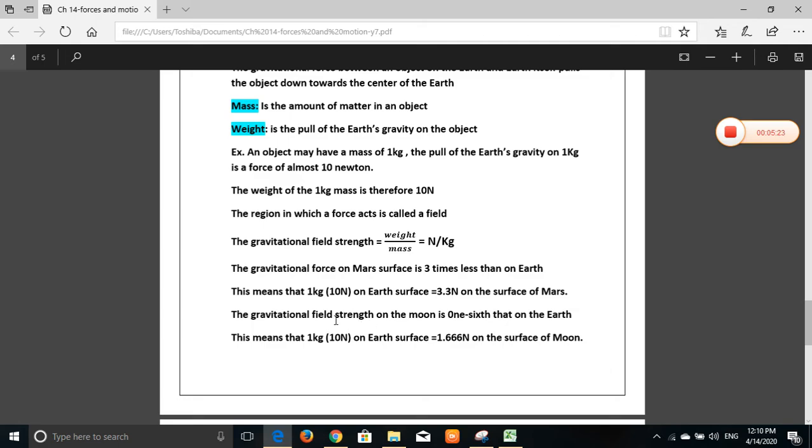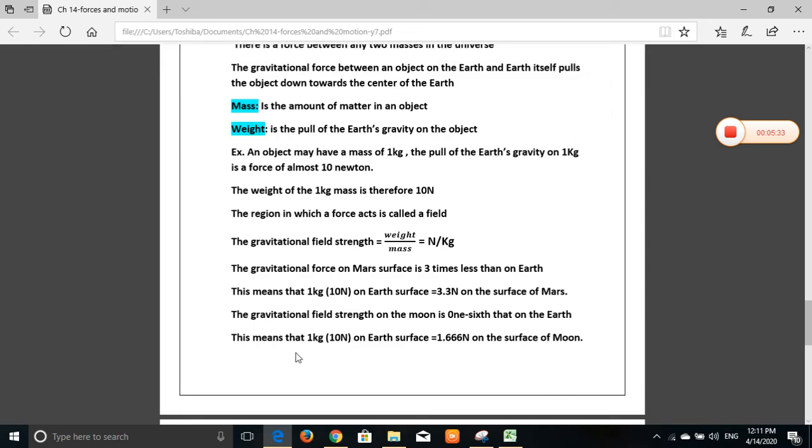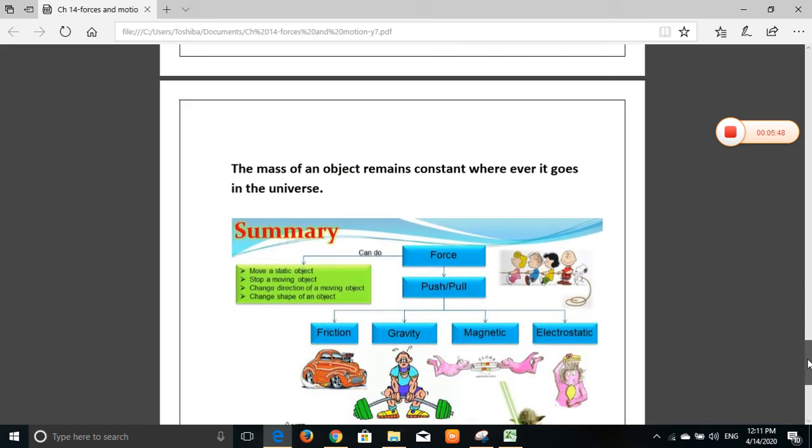The gravitational field strength on the Moon is 1/6 of that on Earth. This means that 1 kilogram, 10 Newton on Earth's surface, so I will divide 10 by 6. It gives me 1.6 Newton on the Moon surface.